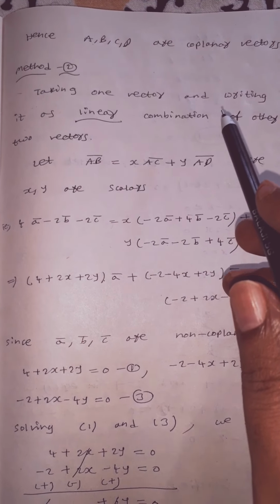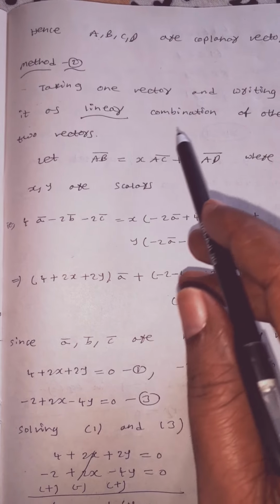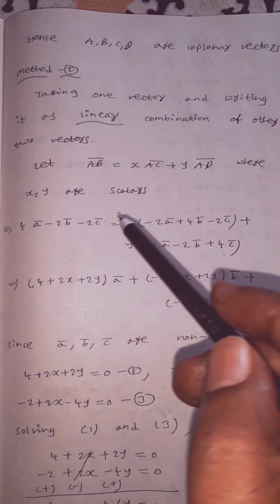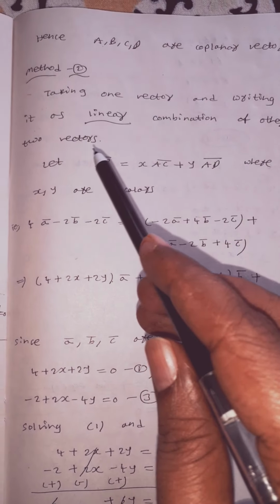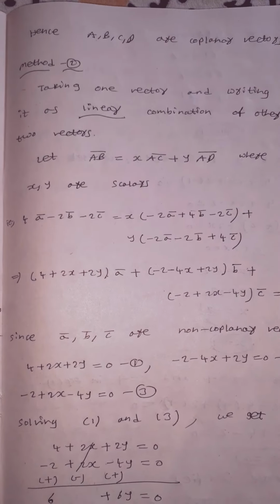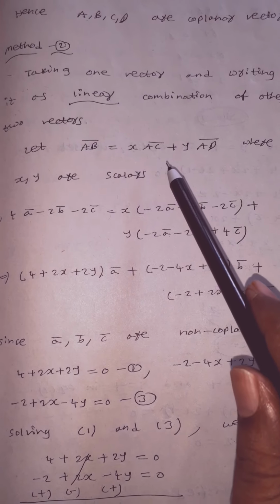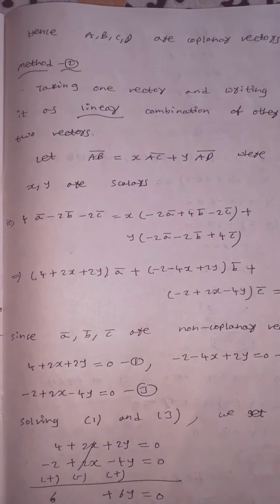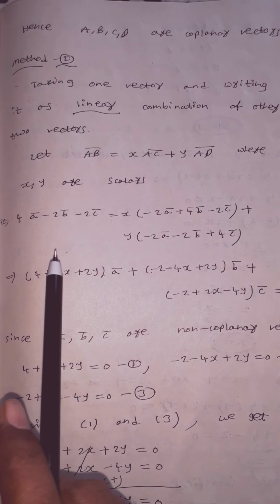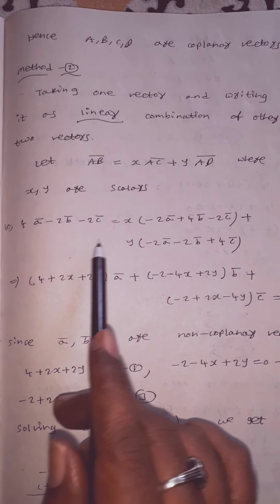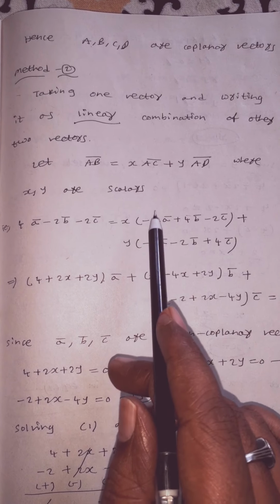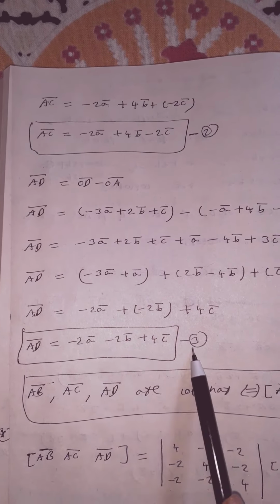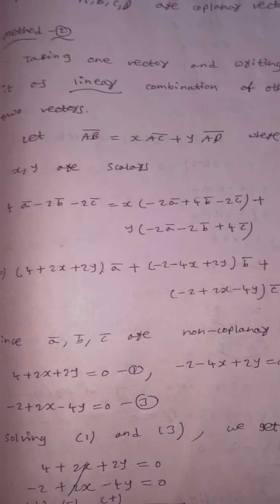So take one vector and write it as a linear combination of the other two vectors, children. That is method 2. Taking one vector and writing it as a linear combination of the other two vectors means AB bar equals x into AC bar plus y into AD bar, where x and y are scalars. So AB bar, how much did we get from equation 1? This is a value. AC bar, how much did we get from equation 2? This is a value. AD bar, how much from 3? This is a value.